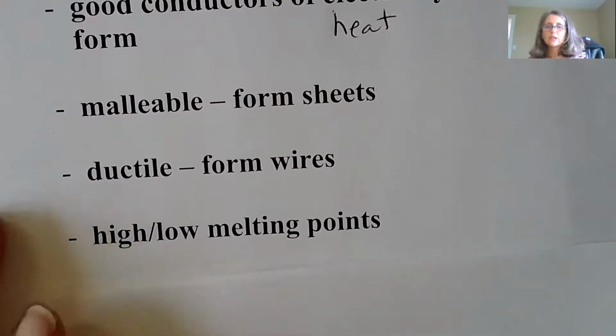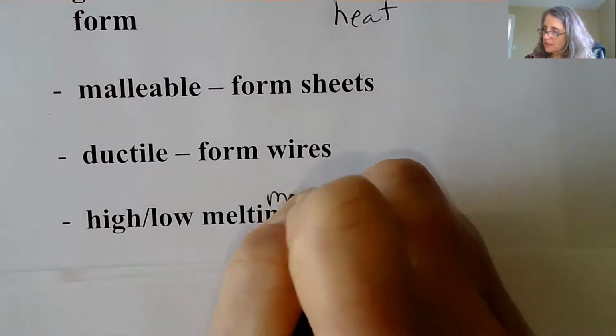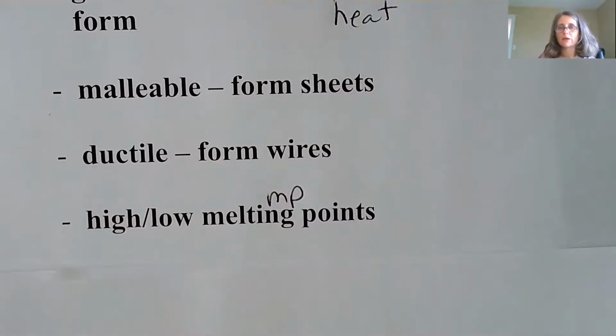Metals have high and low melting points. So again, melting point is going to be abbreviated MP. We've been using that for a couple different things. So you can't necessarily say that all metals have high melting points. Of course, the metals we use on our stoves are going to have high melting points because we don't want them to melt while we're using them. But there are plenty of metals like gallium, for instance, that could actually melt in your hand. You have enough heat in your hand to melt it that way. So you can't assume just because it's a metal, it has a high melting point.